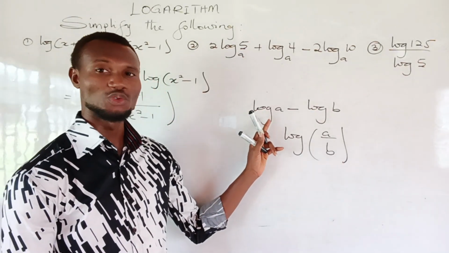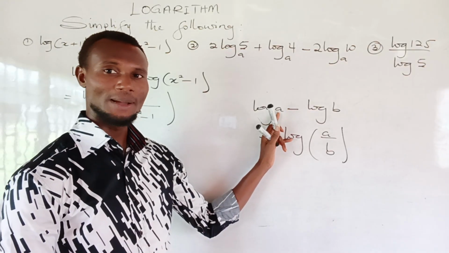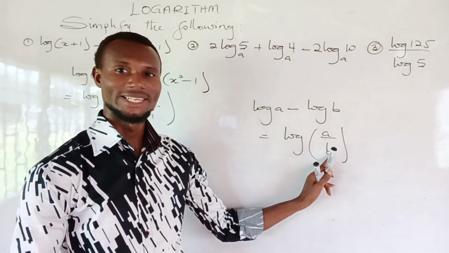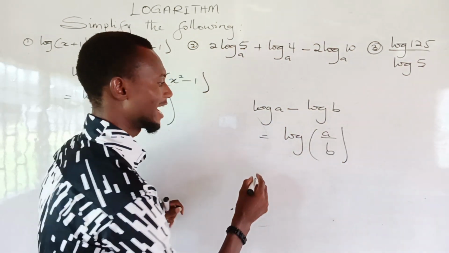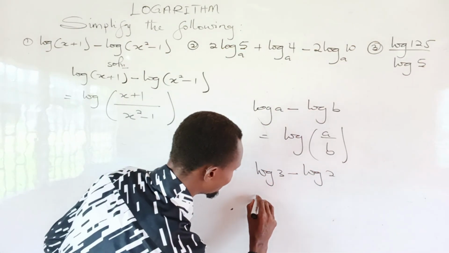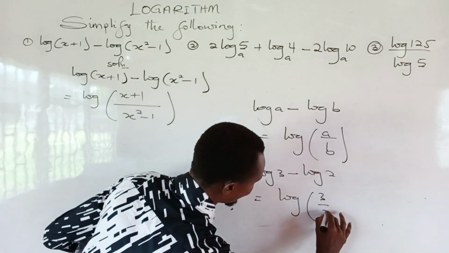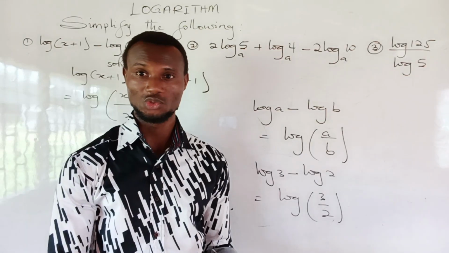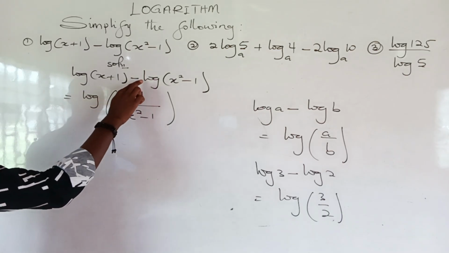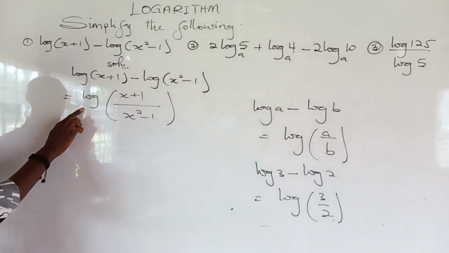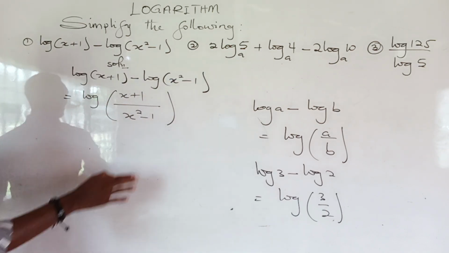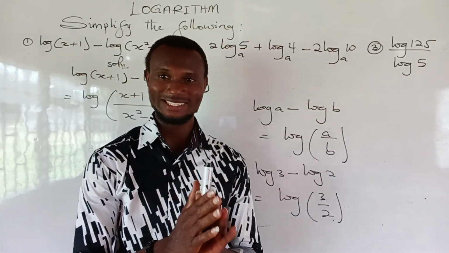Now, all that you need to do is to write your log, then the first number becomes your numerator over the second number or variable, which becomes your denominator. As simple as that. Okay, so if I have the log of 3 minus the log of 2, I can simply write it as the log of 3 over 2. That is the quotient rule, so that is what we apply to this one. So having the log of s plus 1 minus the log of s squared minus 1, write your log, then s plus 1 becomes the numerator over s squared minus 1, which becomes your denominator. I hope you understand up to this point.